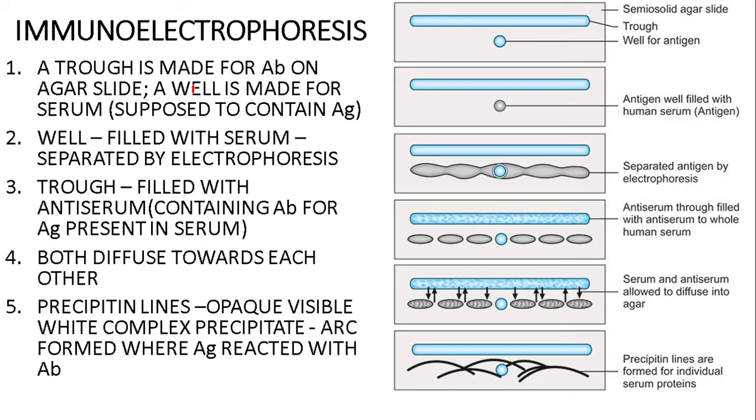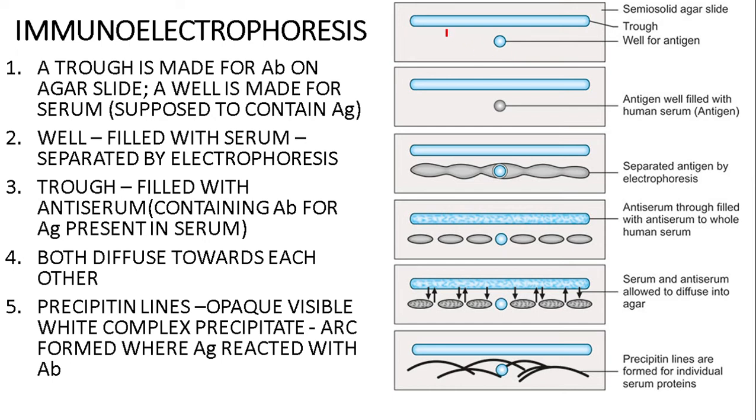In this diagram, you can see how the process is taking place. This is a semi-solid agar slide. It is coated with agar. You know that agar is a gel. Two things are made in this agar block. Point one is that trough. A long trough is made. And point two, a well also is made.